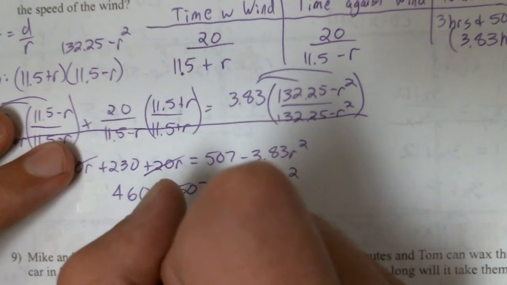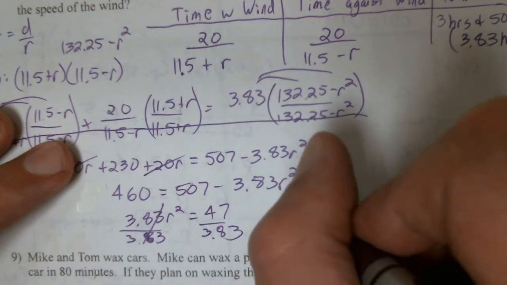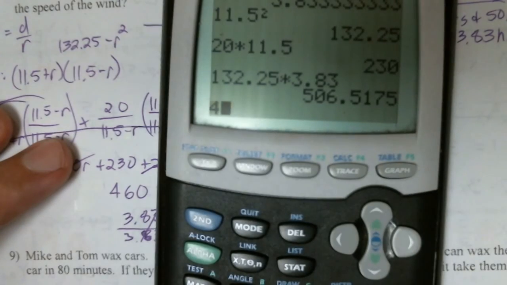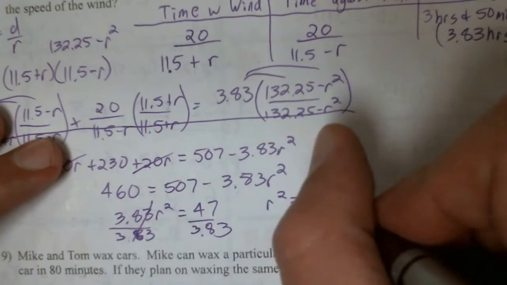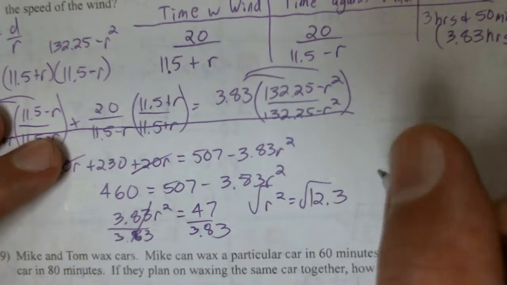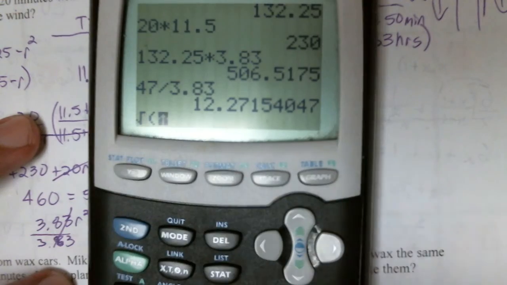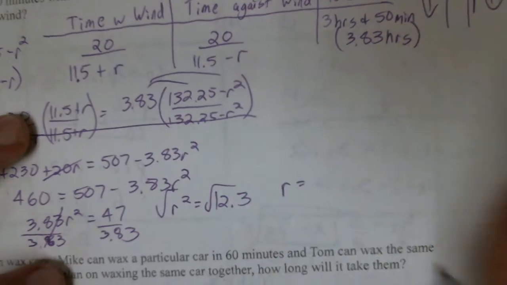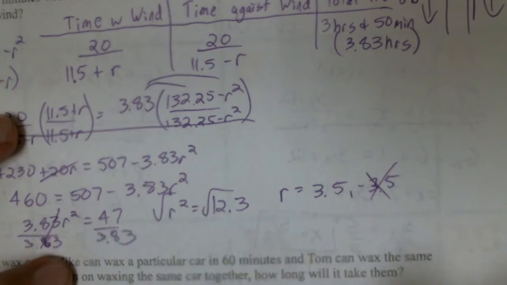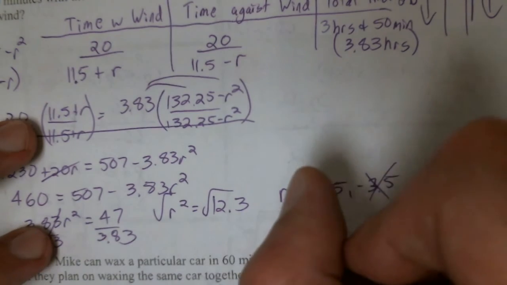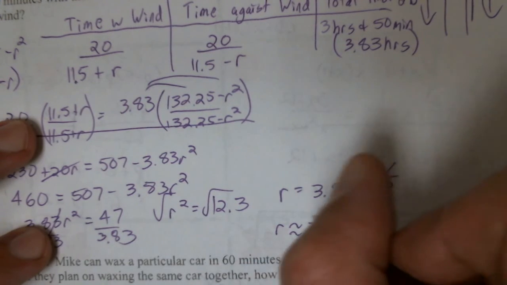Divide both sides by 3.83. r squared is equal to, call that 12.3. Take the square root, and technically I get a square root second answer. Technically it's plus or minus 3.5, but of course we can't have a negative, the wind's not blowing at a negative mile an hour. So the wind is blowing at approximately 3.5 miles per hour.